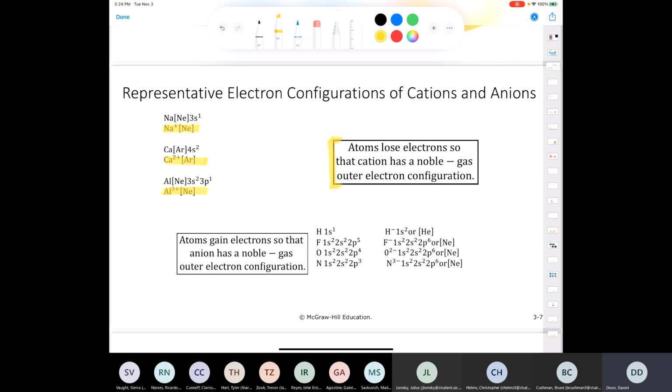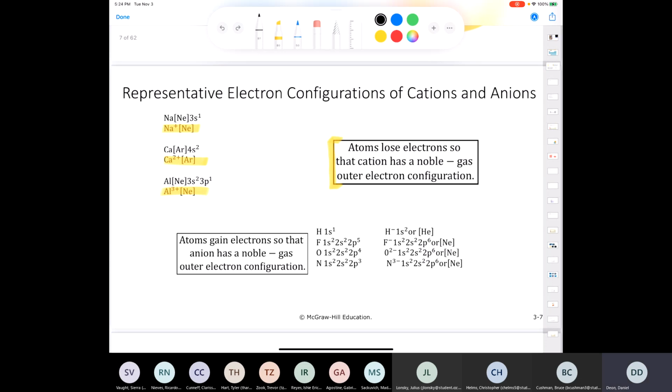Now, what you see on this slide, you can see that every example that's shown in this slide is only representative elements. And the reason why is because when it comes to transition metals, it gets a little bit trickier to predict the charge of the cations formed from transition metals. But let me just go over it with you quickly. The first thing is that metals, you notice that sodium is a metal, calcium is a metal, and aluminum is a metal. Metals tend to lose electrons.